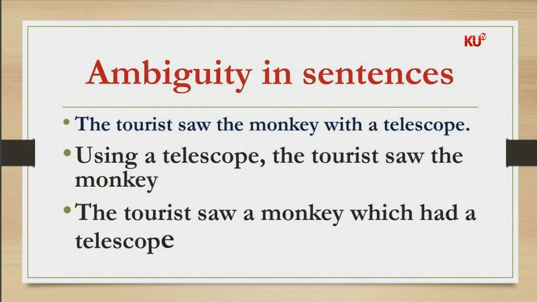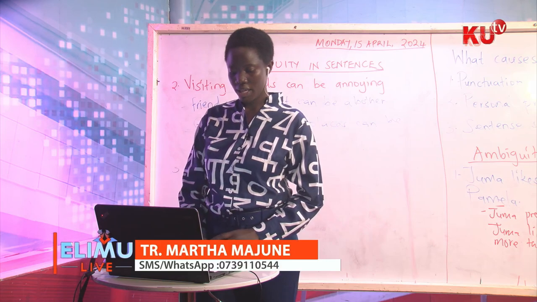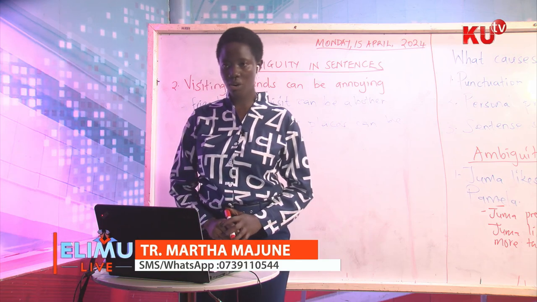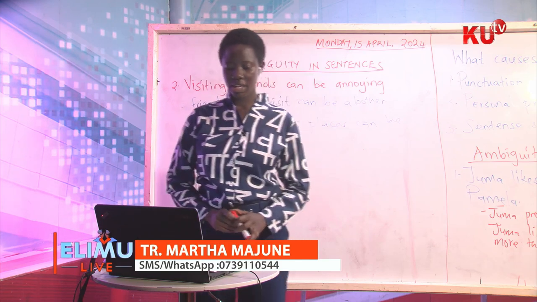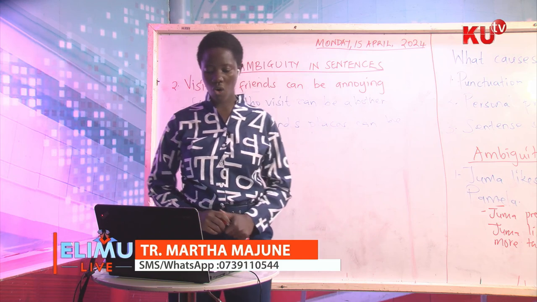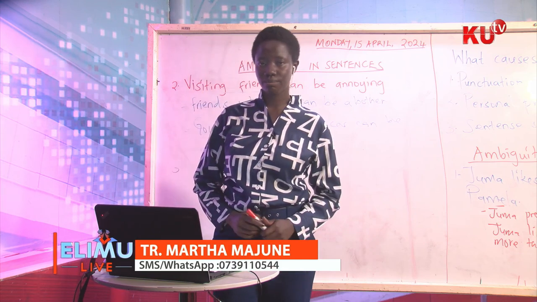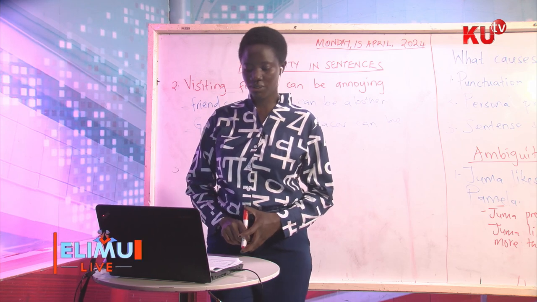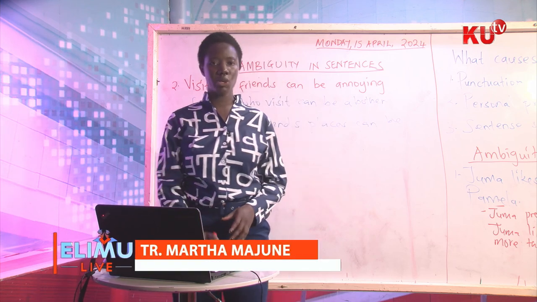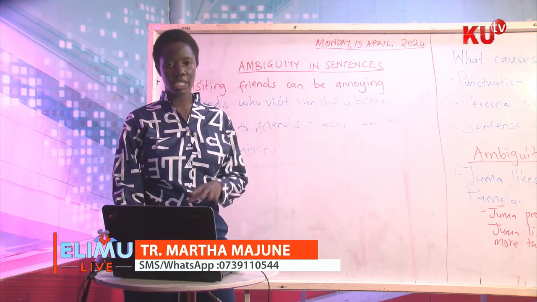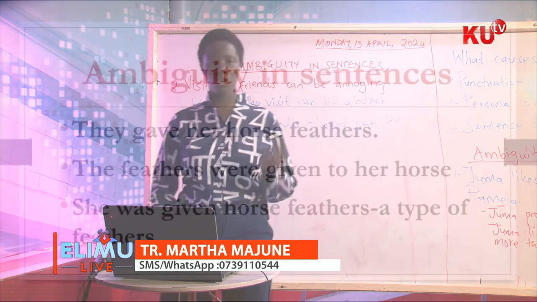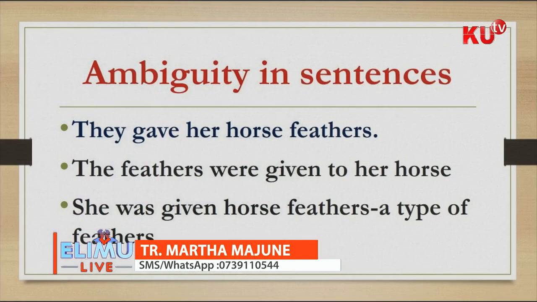So onto our next sentence. They gave her horse feathers. This is also an ambiguous sentence, and so we are supposed to remove the ambiguity, or rather give the different meanings of the sentence.